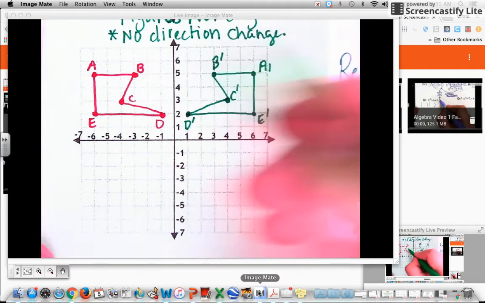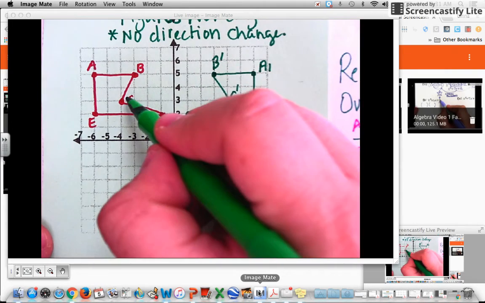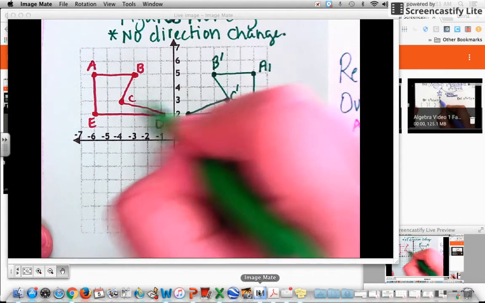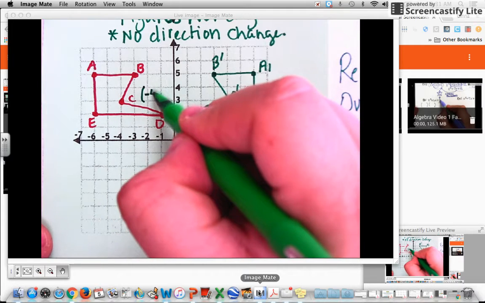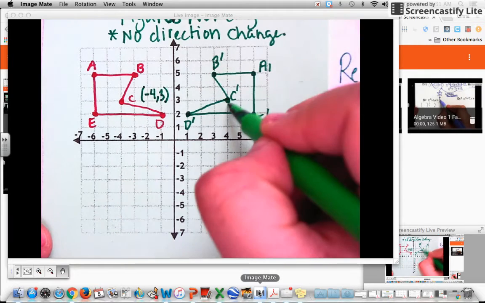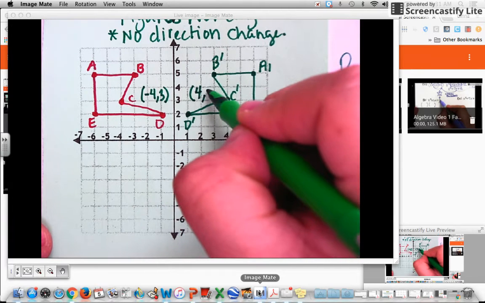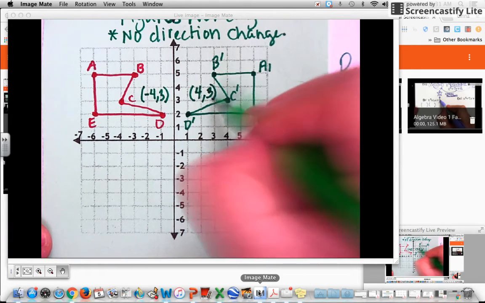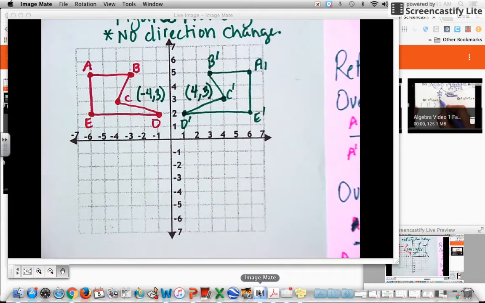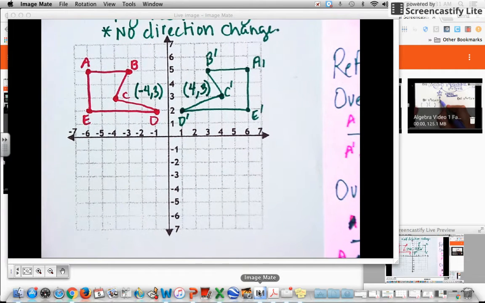And I'm just going to do one point real quick so that you can see. C right here was negative 4, 3. So at C, it's negative 4, 3. And if you do C over here, C now is 4, 3. See how only the x changed, and that was reflected over the y-axis, I'm sorry.